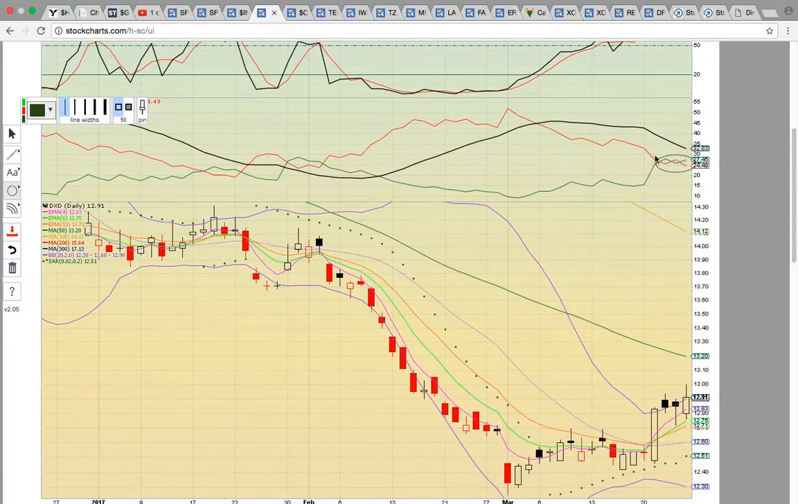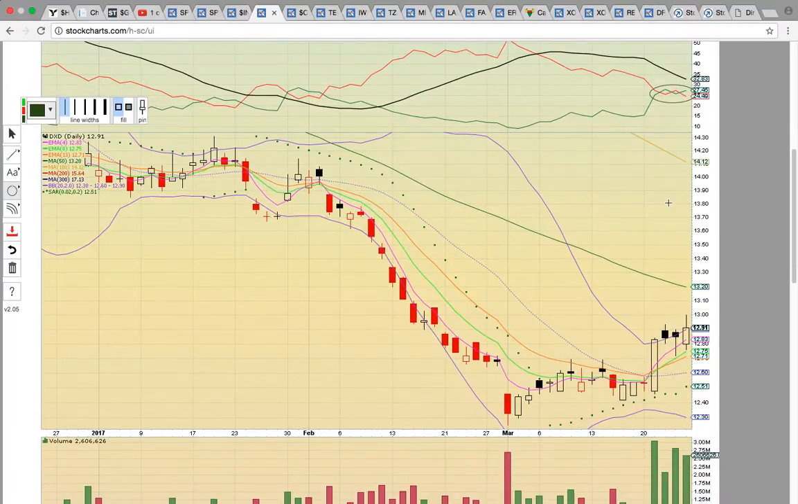Notice how plus DI and minus DI have been crossing back and forth. If the green line stays above the red line and then crosses above the ADX, the black line, that'll be a signal the bulls have taken control.